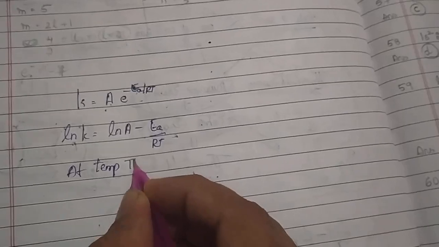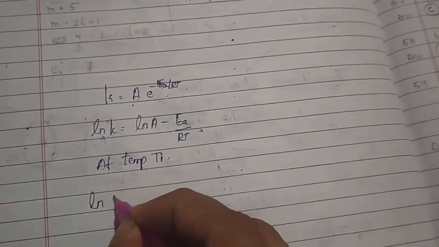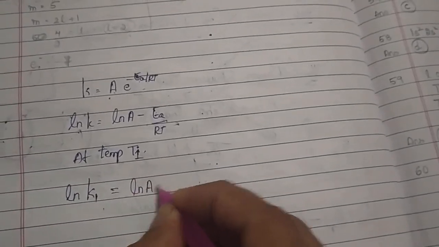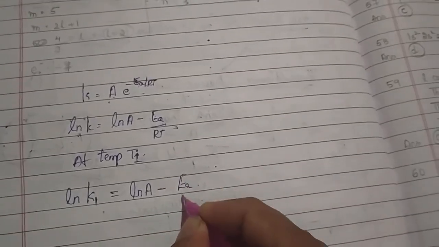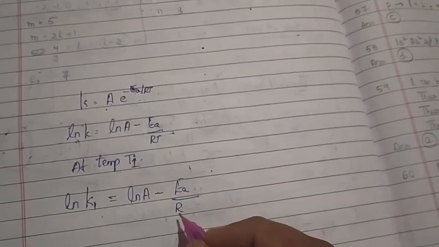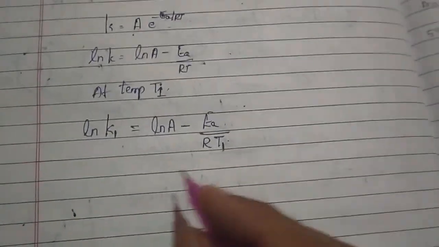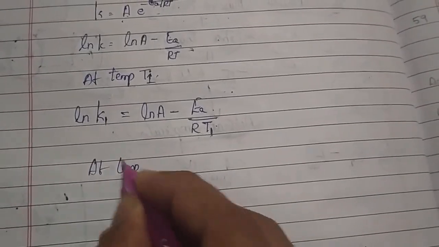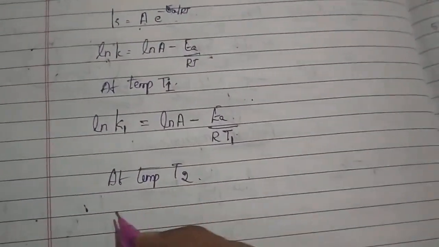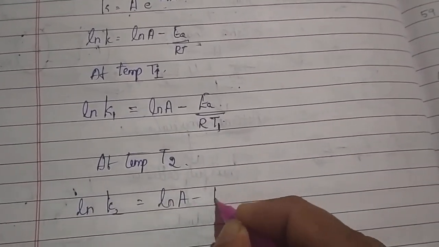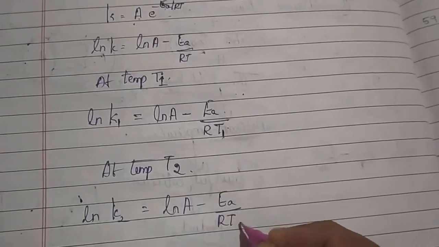at temperature T1, my rate constant, of course I said that when temperature changes your rate constant changes. Let me take that rate constant as ln of k1. So that will be equal to what, ln A minus Ea; Ea does not change, the gas constant R does not change, temperature has changed. Similarly at temperature T2, ln k2 is equal to what I can write, ln A minus Ea divided by R times T2.